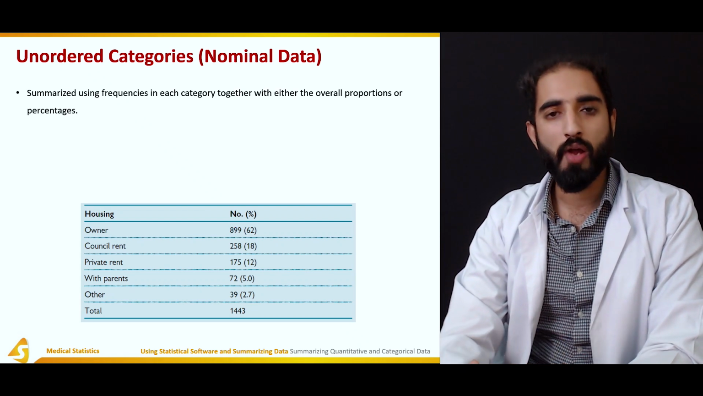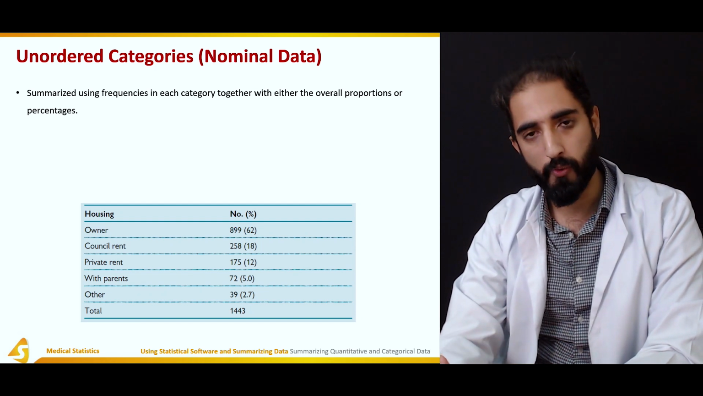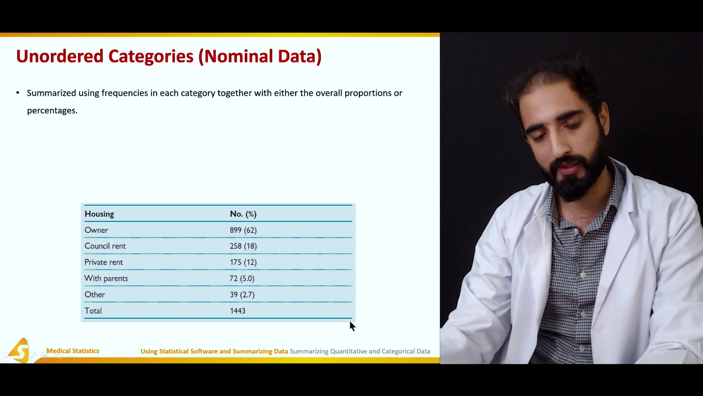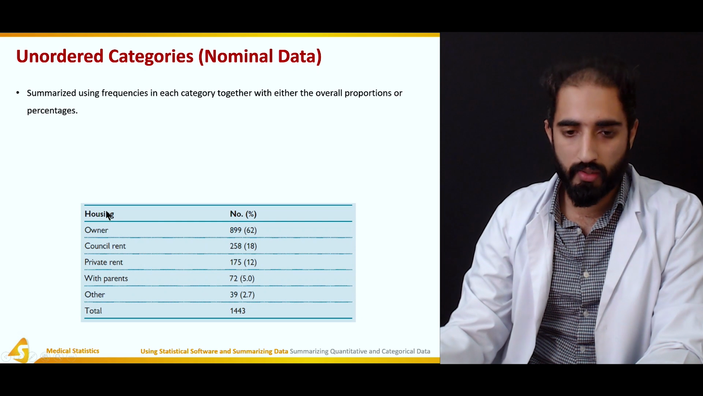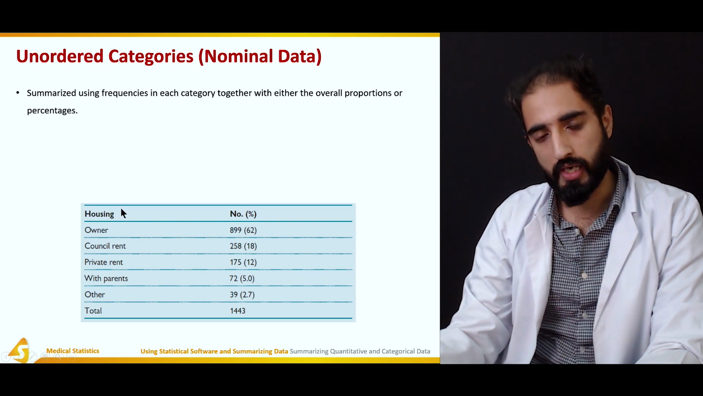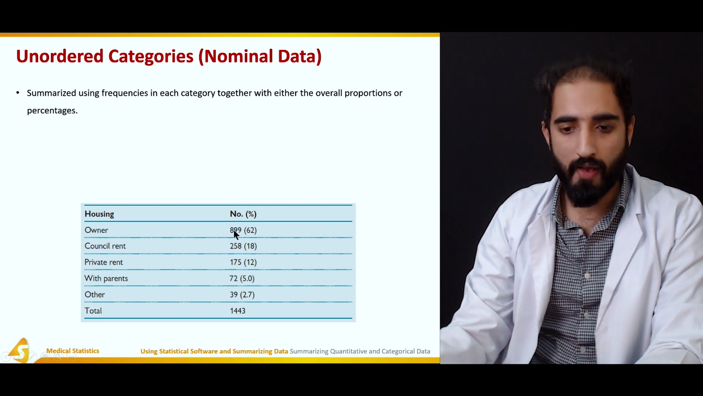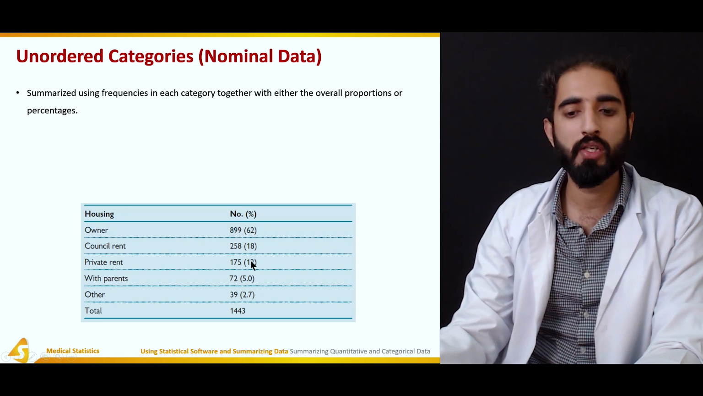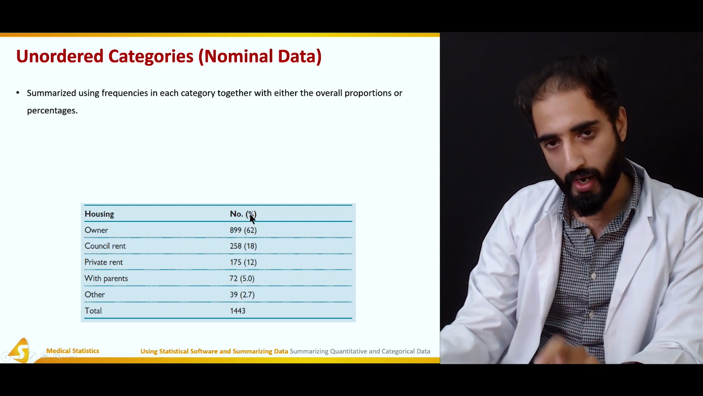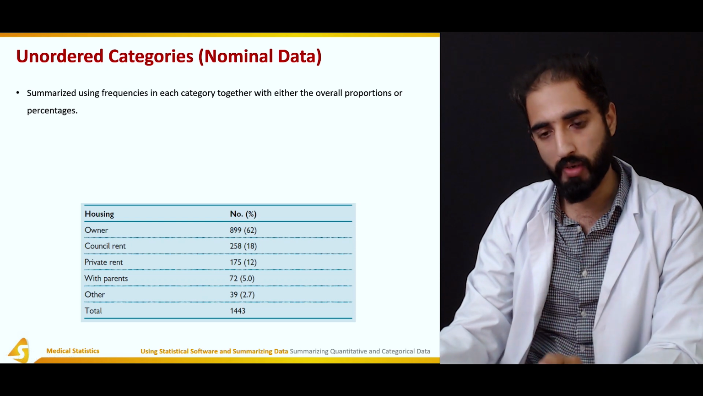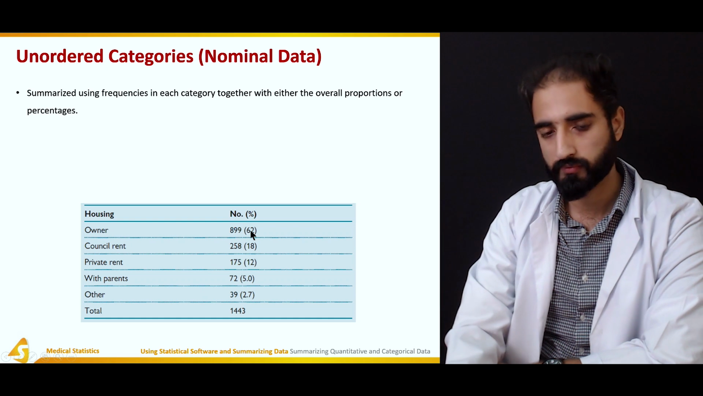It is summarized using the frequency distribution in each category together with either the overall proportion or percentages, as we can see in this picture. Here we have the different categories: owner, council rent, private rent, with parents, etc. And we have the number and we have the percentage in the bracket. If you're using proportion in the bracket, we should mention it. If you're using percentage, we would mention it. So here we have total number and percentage.